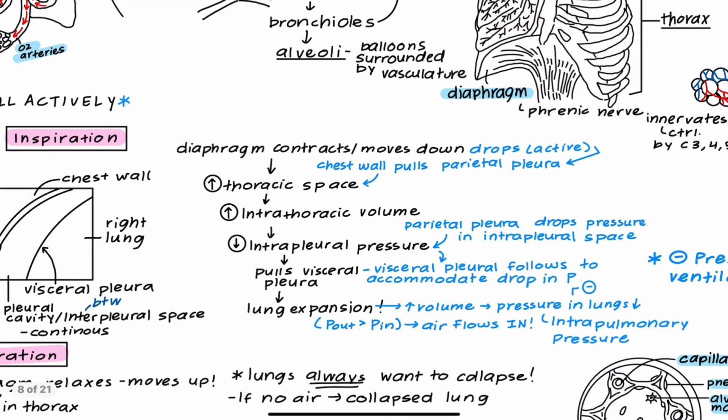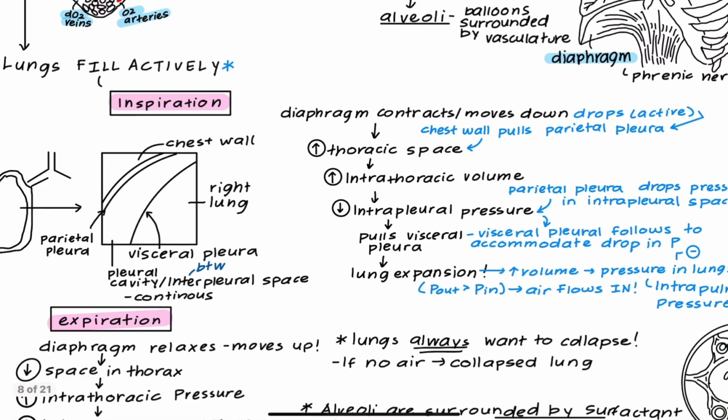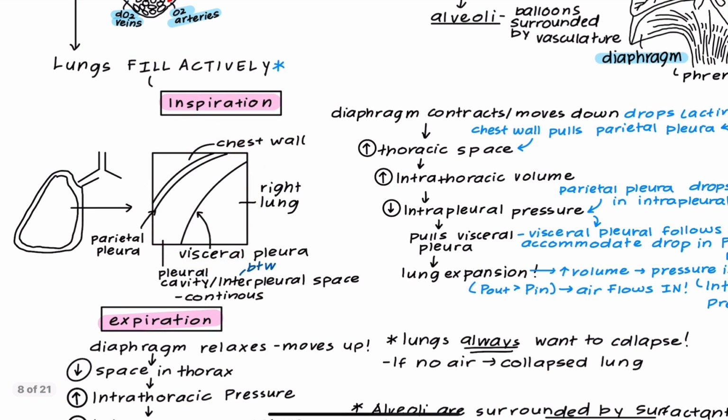It contracts and it moves down. External intercostal muscles, they lift the ribs up and out. And the chest cavity expands, increasing its volume. Because the pleura are connected, we talked about that, expanding the chest pulls the lungs outward as well.